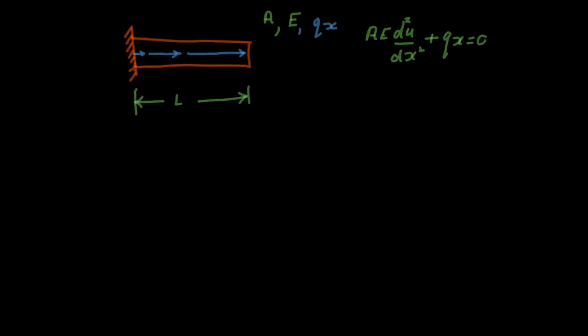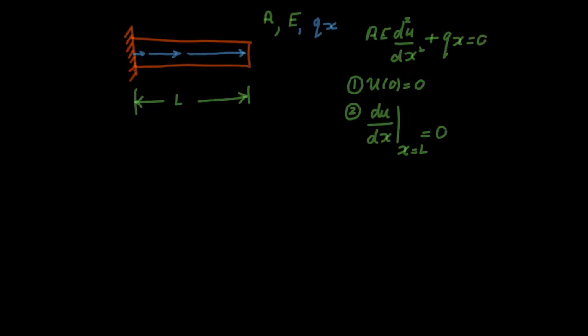Okay, now let me define the boundary conditions. What is the first boundary condition? One boundary condition is obvious. The displacement at the left extreme end is going to be 0. The second boundary condition is the strain at the right extreme end is going to be 0. The reason why strain at the right extreme end is going to be 0, I have given that explanation in the previous video. Please watch the previous video in order to wrap your mind around how we actually get these boundary conditions and this differential equation.